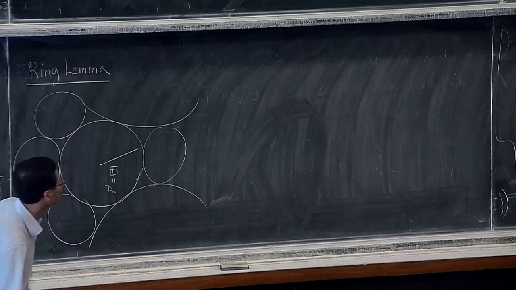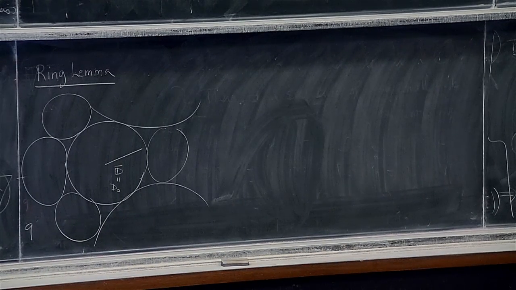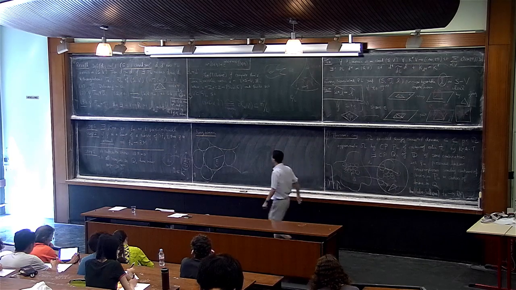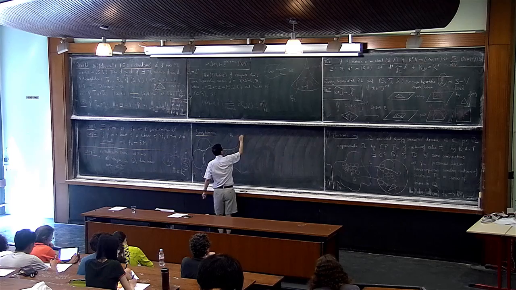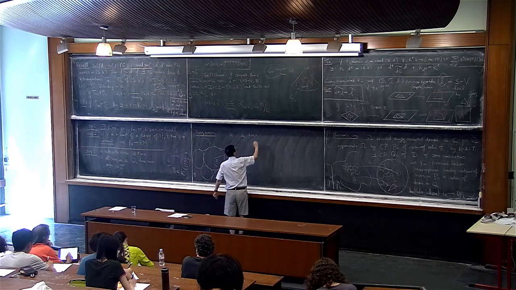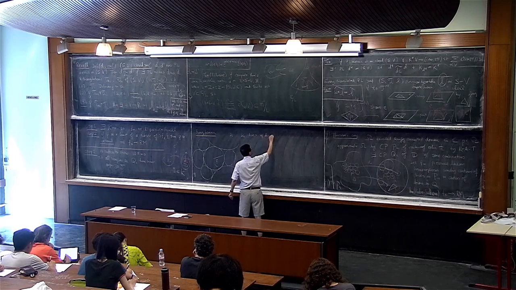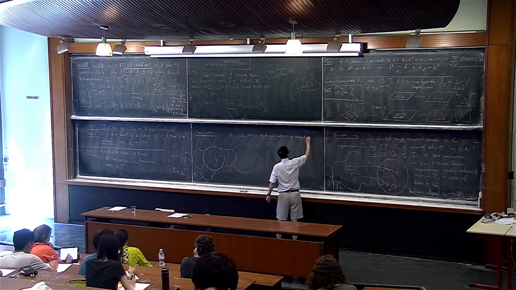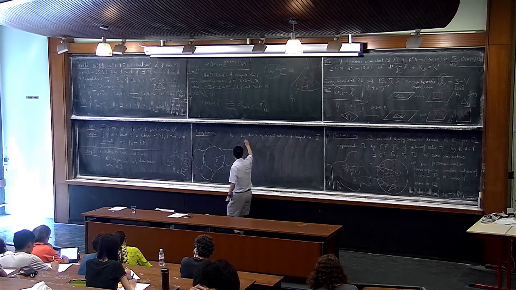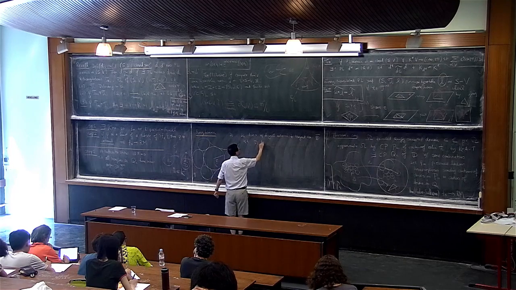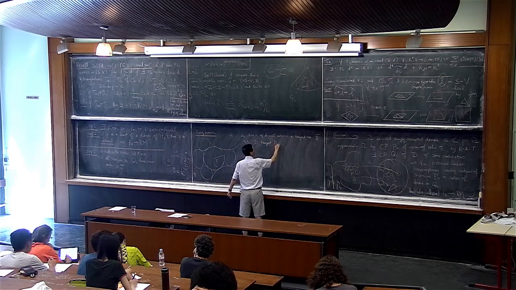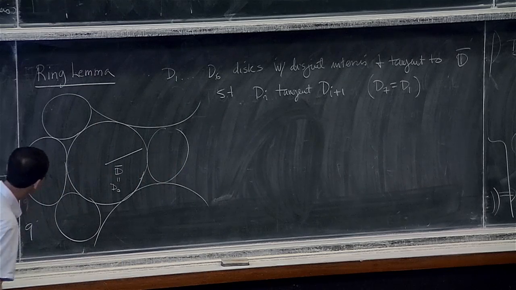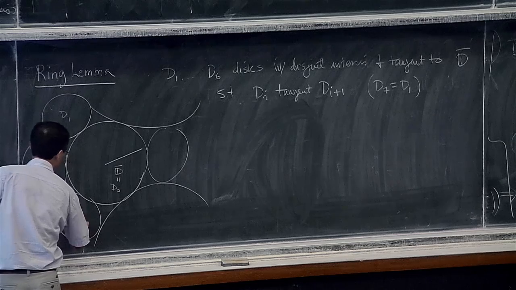Oh, I just drew it too big. These are the basic ingredients that you see here. If your circle is in the interior, there will be six circles tangent to it. So suppose I have disks D1 through D6 with disjoint interiors and tangent to the unit disk, such that Di is tangent to Di plus 1, so D7 is going to be D1. Just like this picture I drew too big here: D1, D2, D3, and so on.